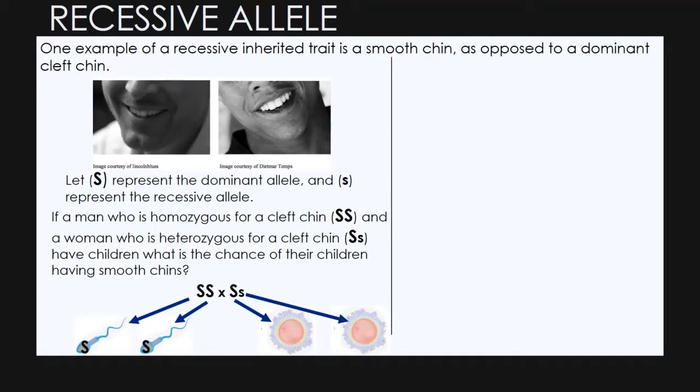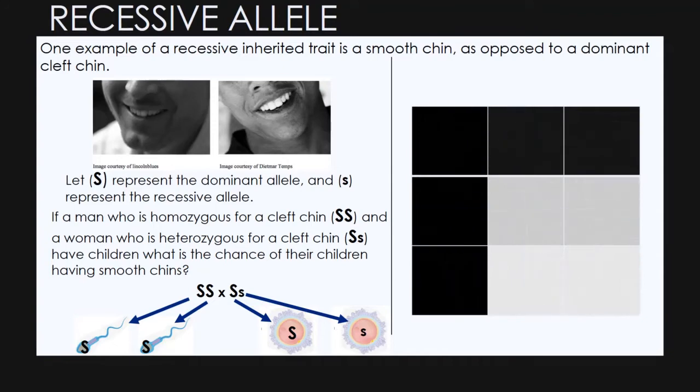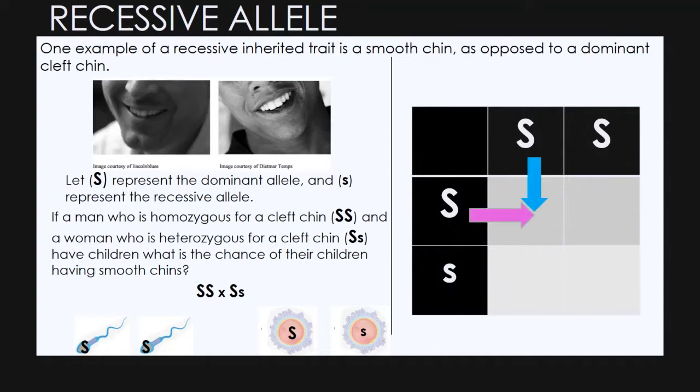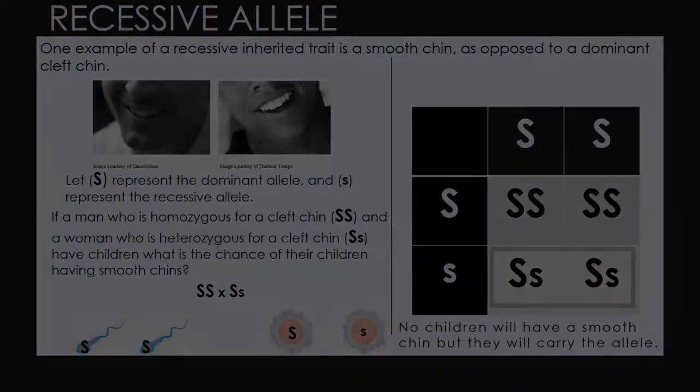So if I have a cross between a male who is homozygous for the dominant gene and the female is heterozygous, in other words, she does have the allele for a smooth chin, putting them into a Punnett square and crossing them, you will see that they will have a 50% chance of having children with the dominant cleft chin and 50% with the heterozygous cleft chin. None of their children will have a smooth chin.